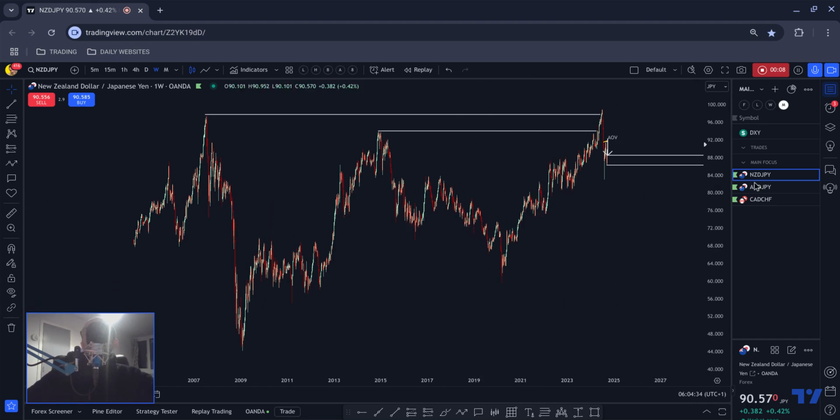I have three pairs on watch this morning. Those are Kiwi Yen, Aussie Yen, and CAD Swiss.